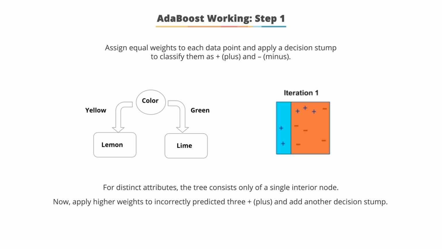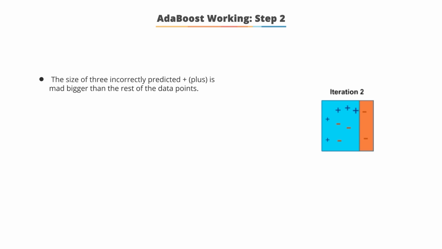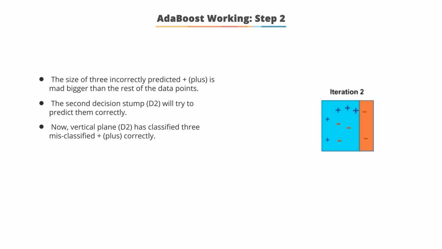Now apply higher weights to the incorrectly predicted 3 plus as shown in the given graph and add another decision stump. You can see that the size of 3 incorrectly predicted plus is bigger than the rest of the data points. In the second step, the second decision stump, D2, will try to predict them correctly. So as you can see, D2 has classified 3 misclassified plus correctly. D2 has also caused misclassification error to 3 minus.